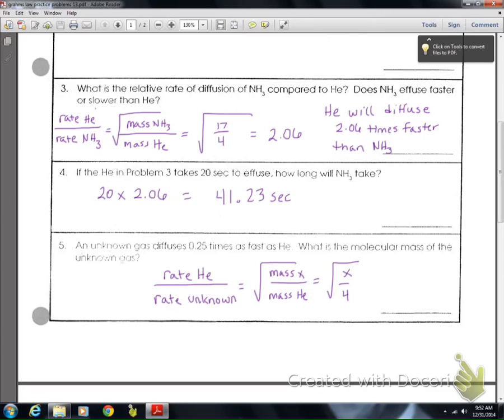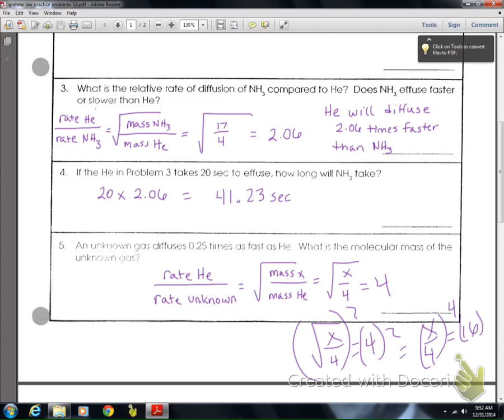So there's a couple different ways to solve this. The first one we're going to do is we're going to set it equal to 1 over 0.25 because it diffuses 0.25 times as fast as helium. When I do that, I know that it's equal to 4, because 1 over 0.25 is equal to 4. So when I do my math here, to get x by itself, I'm going to simply square both sides to get the square root away, and then I would simply solve for x. So once I do that, I'm going to have x over 4, which equals 16, and then I'm going to multiply both sides by 4 to get the x by itself, which gives me 64.